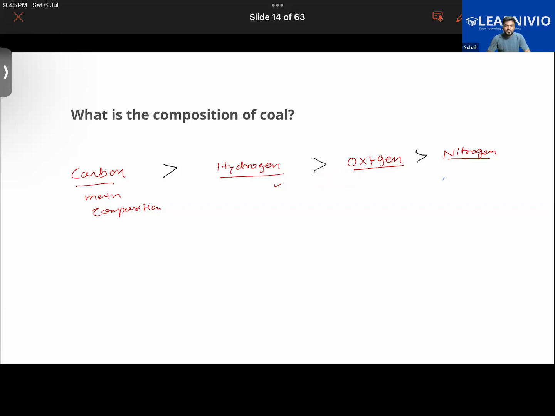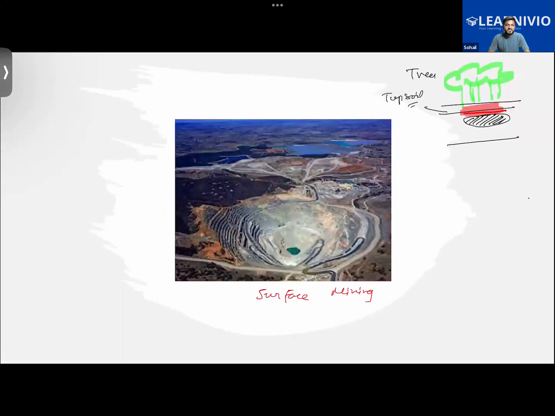Okay, sir. Okay. Then we learned about mining also. Mining is basically extraction of precious minerals from the ground. Coal mining is done in two ways. Either via surface mining, if the coal reserves are close to the topsoil, so you can remove the layer of topsoil and then extract the coal from the surface.